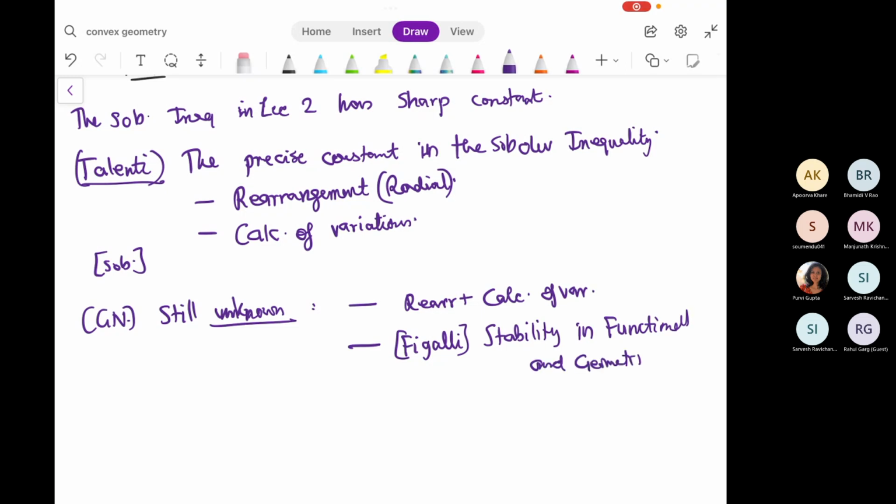Survey, right? Or is it a monograph? Sorry, it's a survey. That's right. Stability in functional and geometric inequalities.